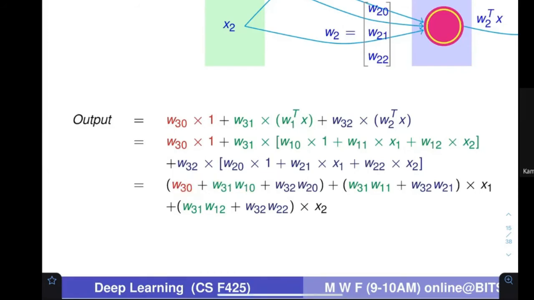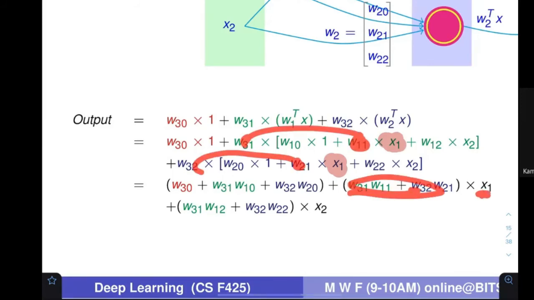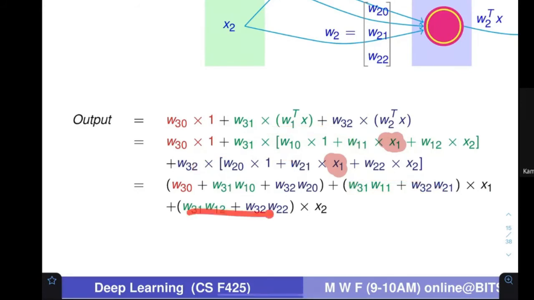Similarly, with respect to x1, it appears here and here. So what is the multiplying factor? The multiplying factor is this multiplied by this multiplied by this. You can see that there is something here and there is an x1, and simply you can find some other value multiplied by it. So who cares about the actual values of the weights?